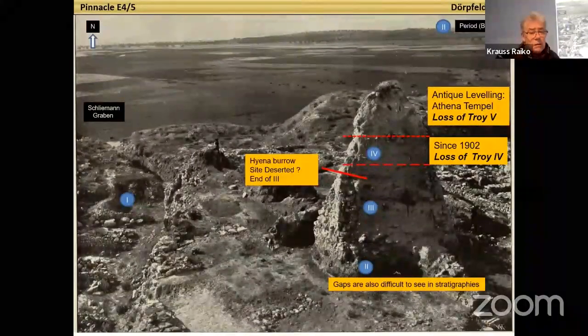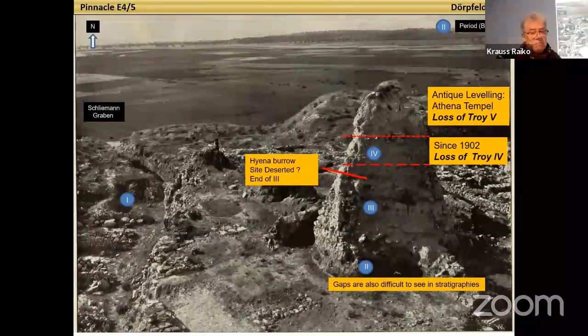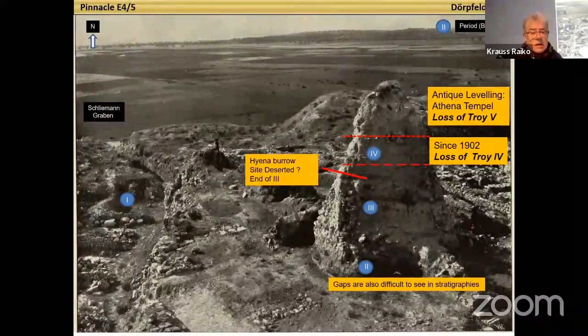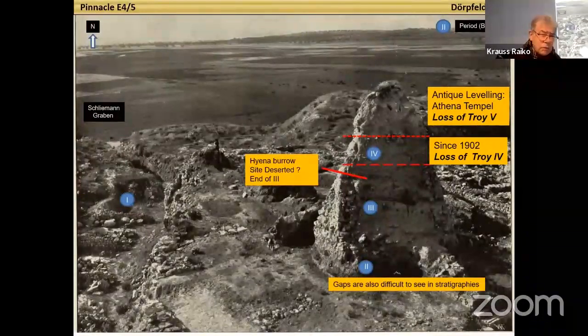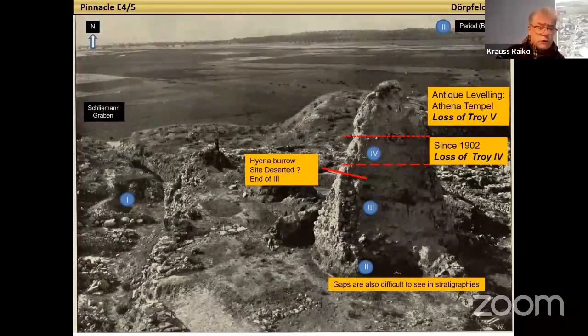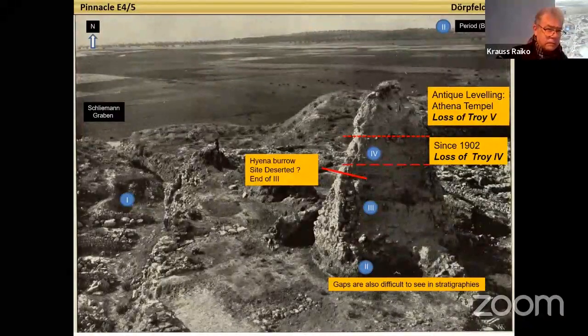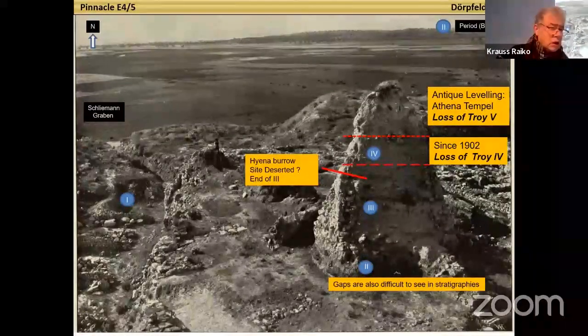We have here the pinnacle, which was left over all the way up to when Manfred Korfmann excavated it. And what I've written here, the hyena burrow site deserted at the end of Troy 3, is an indication from Erdmann, the archaeozoologist, who told us there is the possibility that exactly in this remaining part of Troy, there was a hyena burrow, a den. We aren't quite sure about this. It was not that clear.